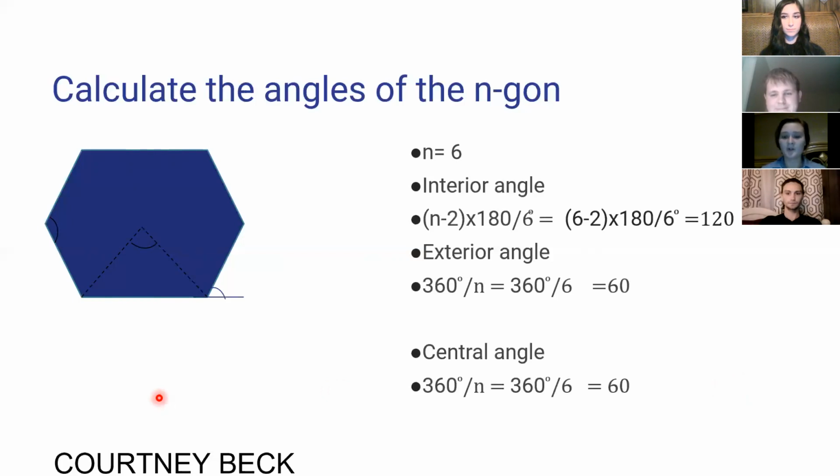So for the interior angle equation, we will plug in 6. So 6 minus 2, multiply by 180, and divide by 6 to get 120. And that is this interior angle.